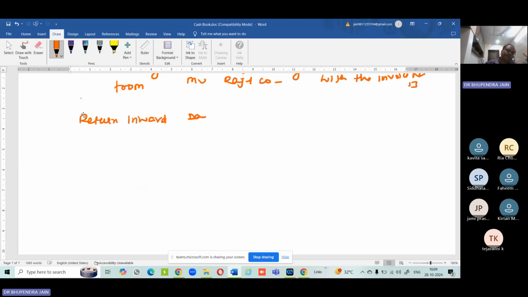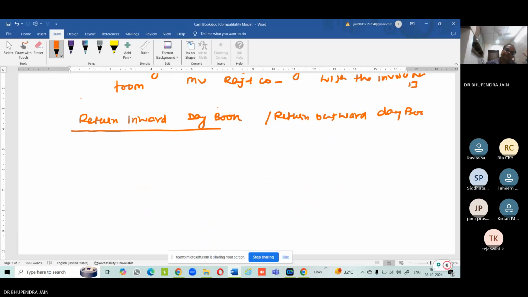Now the next book is the return inward day book and return outward day book. This is called the sales return day book, and this is called the purchase return day book.